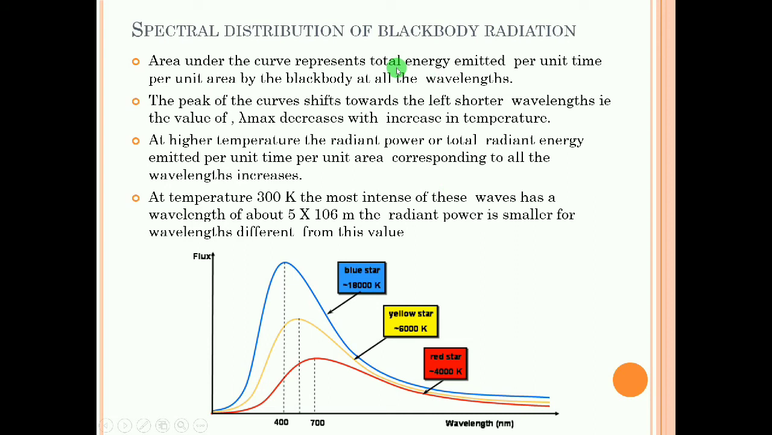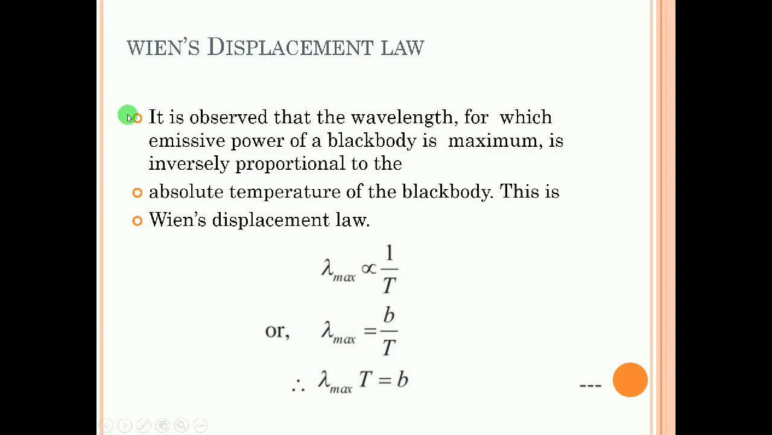The area under the curve represents energy emitted per unit time per unit area by a black body at all the wavelengths. The peak of the curve shifts towards the left hand side, that is towards the shorter wavelength. Lambda max decreases with increase in temperature. So these points you can write as the explanation for the spectral distribution of black body radiation.